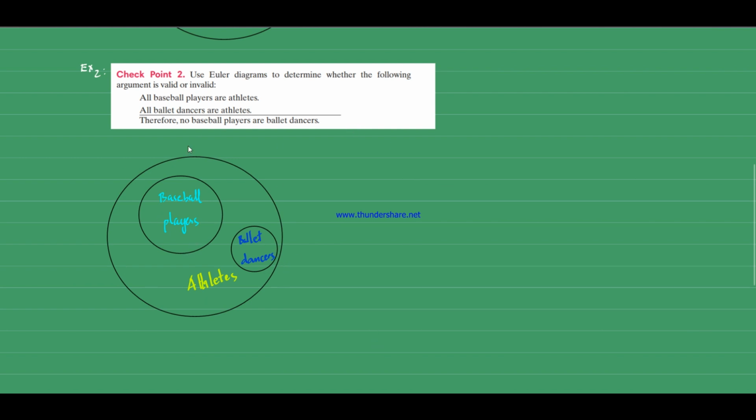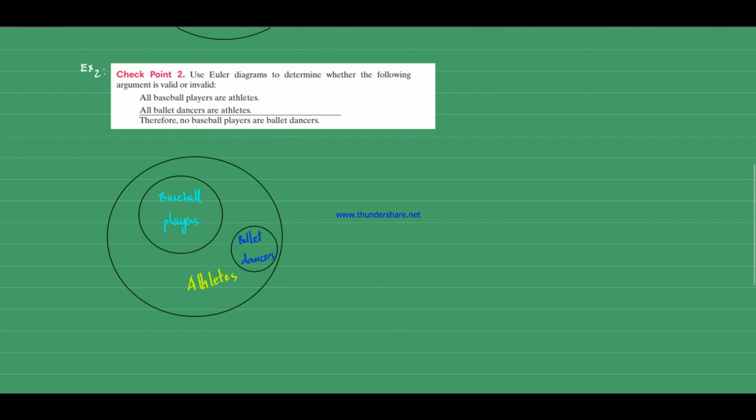Now the conclusion is: therefore no baseball players are ballet dancers. Well, I have to say that over here, the two circles are not overlapping or intersecting each other. It means that no baseball player is a ballet dancer. But the thing is this. If we move this one over here, it will contradict the conclusion, right?